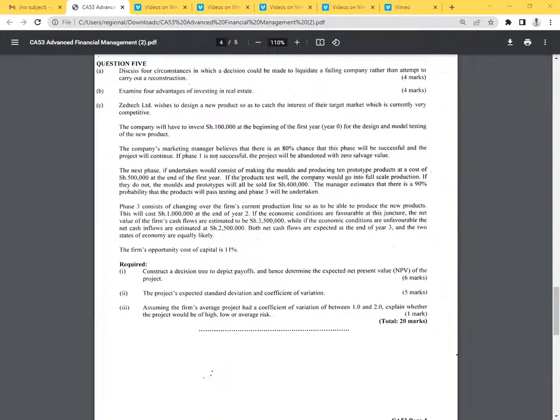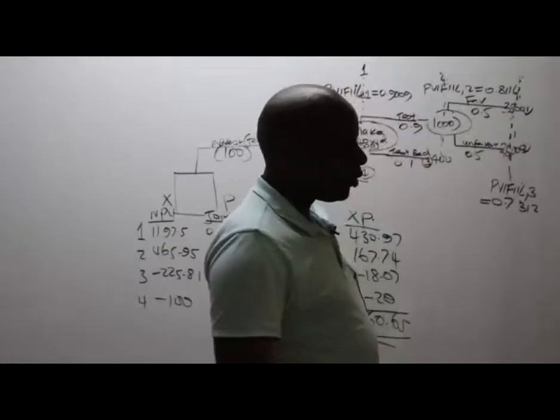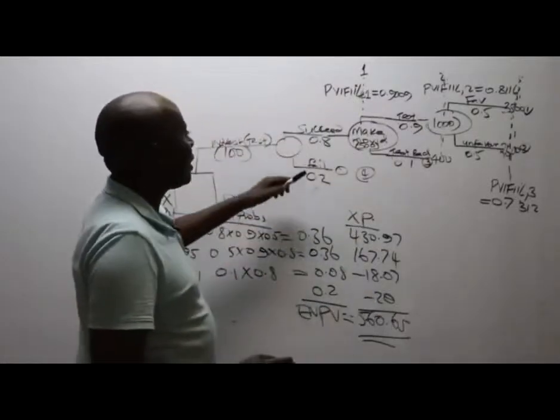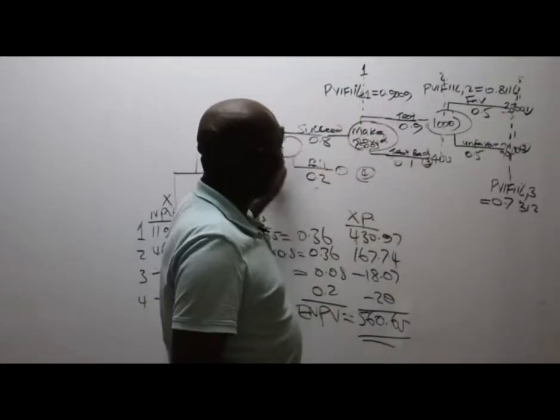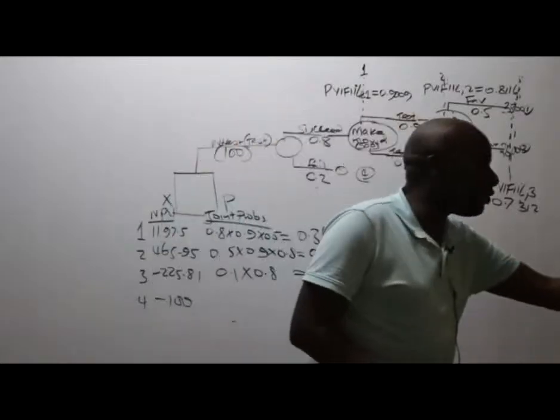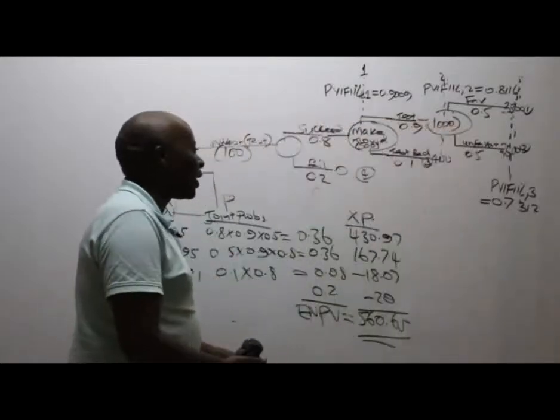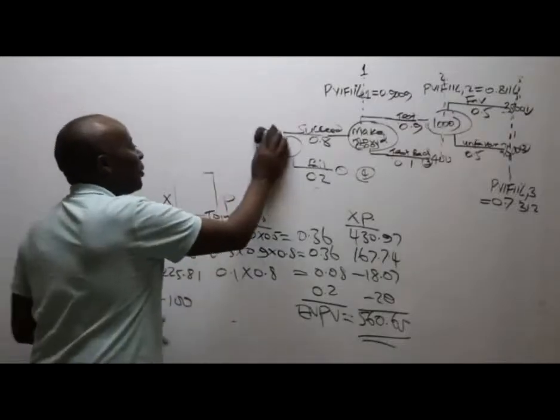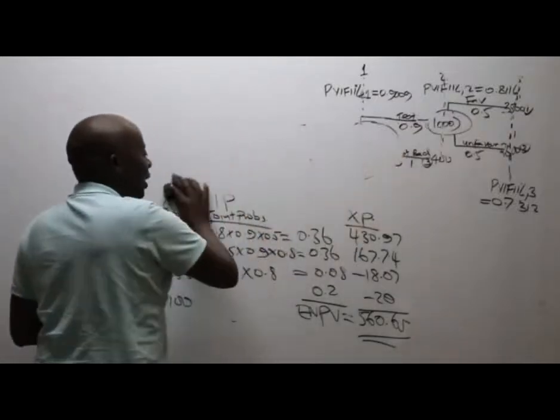We shall overcome. Let's look at number 2. They want us to give them the project's expected standard deviation and the coefficient of variation. Now, those are 5 free marks, but unfortunately, if you don't get this diagram and every other thing correct, even the expected net present value cannot be correct. So the expected standard deviation cannot be correct.